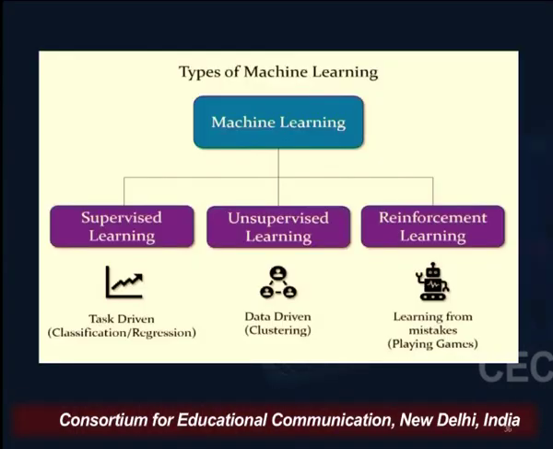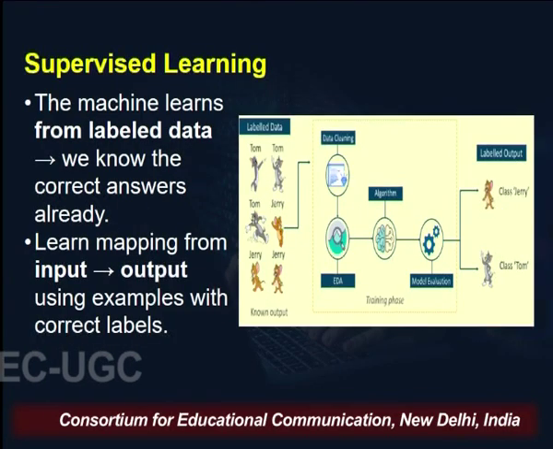We can talk about the types of machine learning. When we talk about machine learning types, majorly there are three types of learning. One is supervised learning, one is unsupervised learning, and the other is reinforcement learning. So we'll quickly go through all these three kinds of learning.